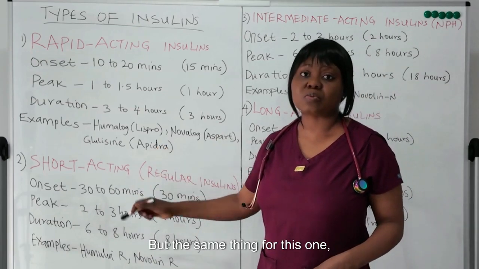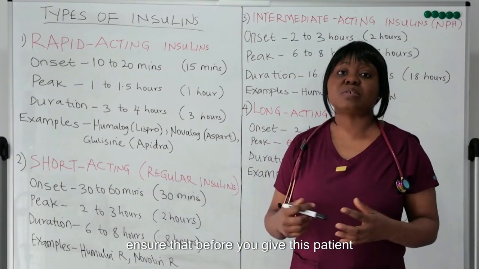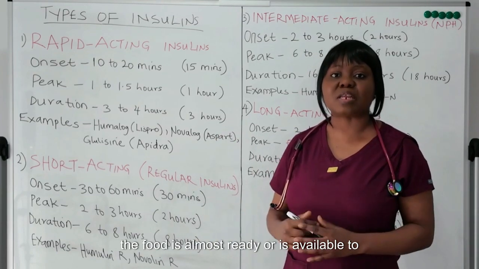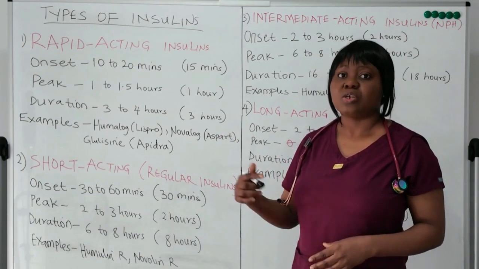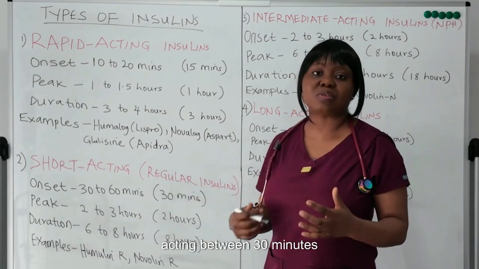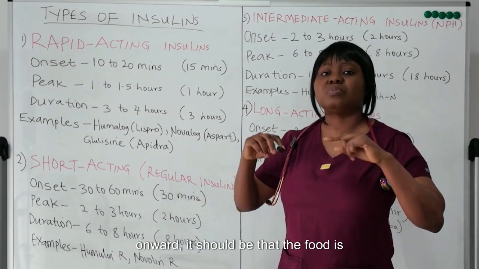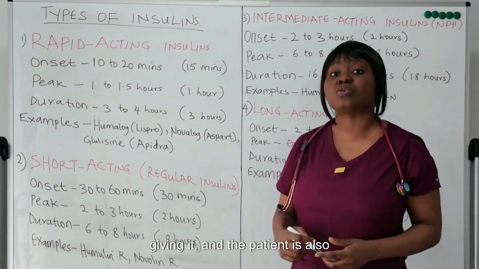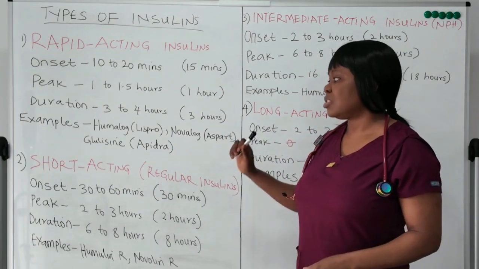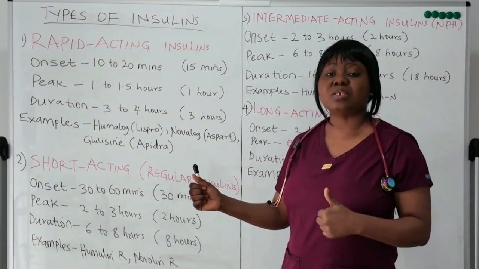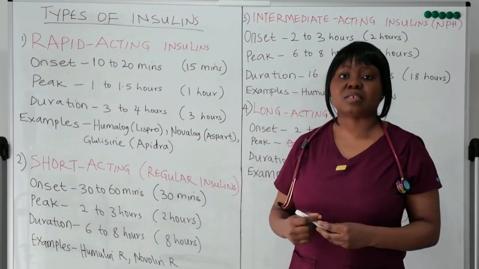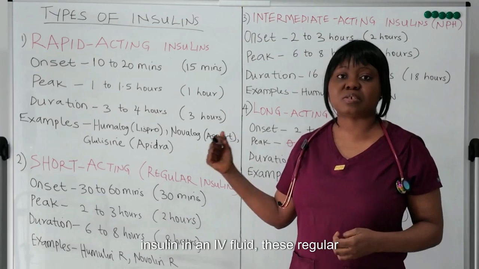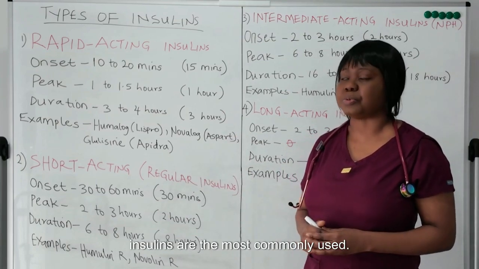But the same thing for this one, ensure that before you give this patient this insulin, the food is almost ready or is available to be given to the patient. In other words, since this one starts acting from 30 minutes onward, the food should already be in the environment before you start giving, and the patient is also willing to eat. This short-acting insulin is the one we put in the bag. So if you are titrating insulin in an IV fluid, these regular insulins are the most commonly used.